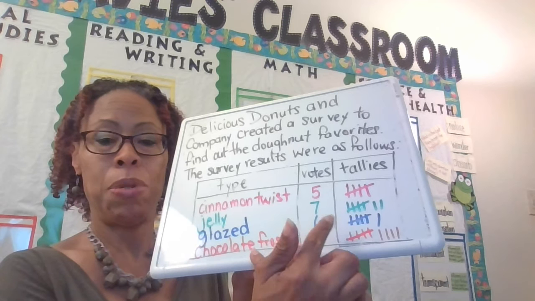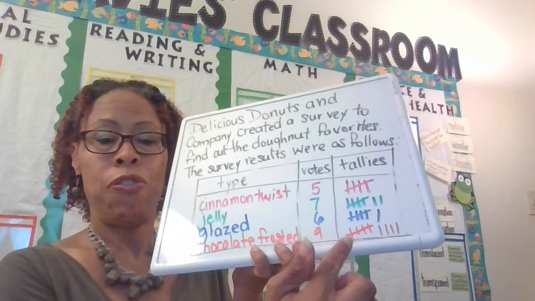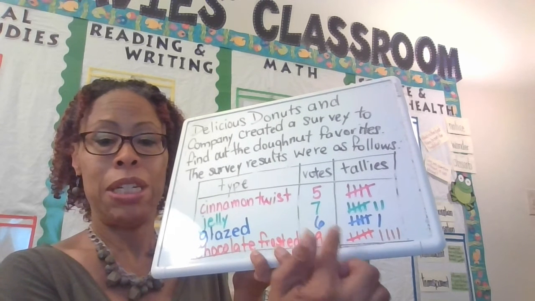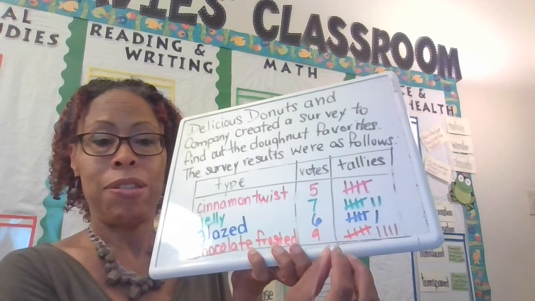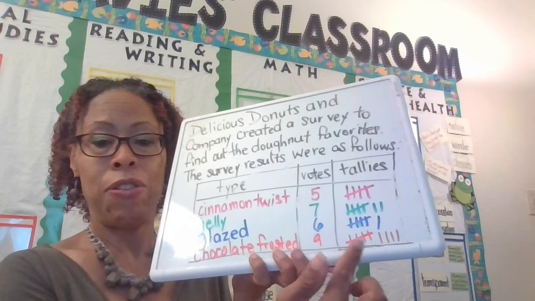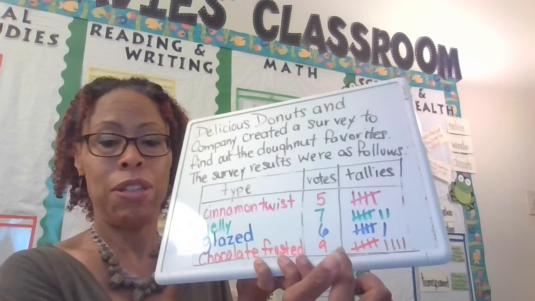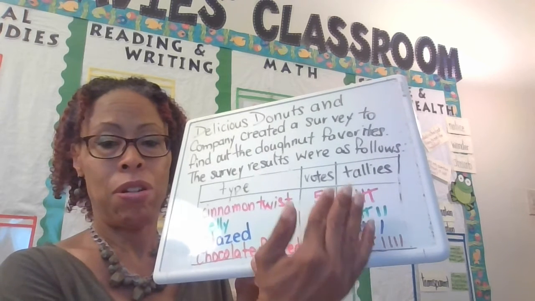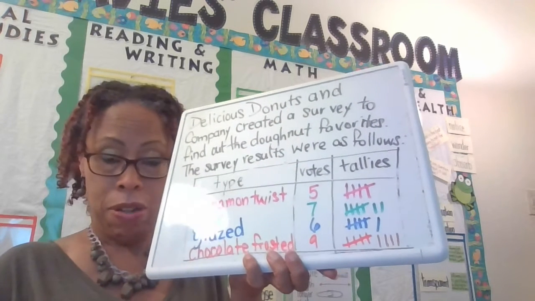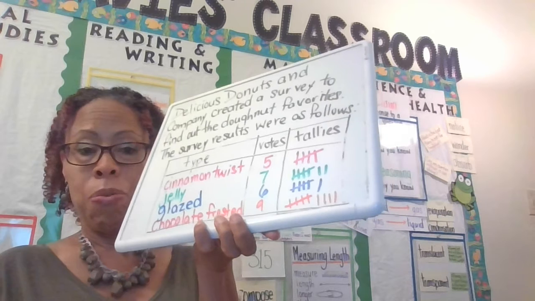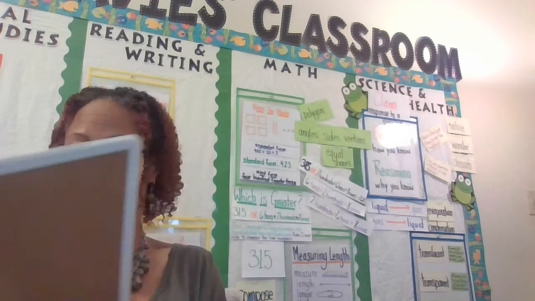These are 9 tallies. Remember, every time you see 4 vertical lines and 1 diagonal line, that represents a set of 5. So you just count 5, 6, 7, 8, 9 instead of 1, 2, 3, 4, 5, 6, 7, 8, 9. This makes it quicker. It's a bundle of 5. All right, so now we have our information, our tally chart.